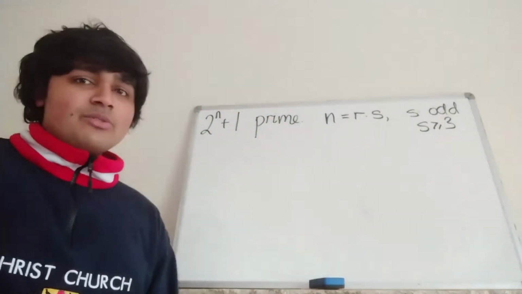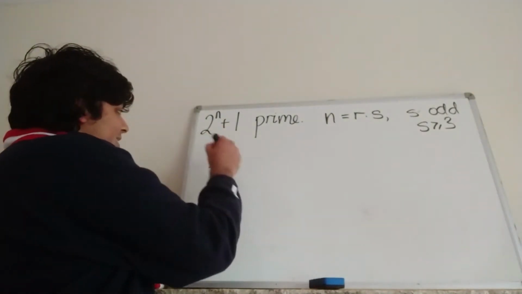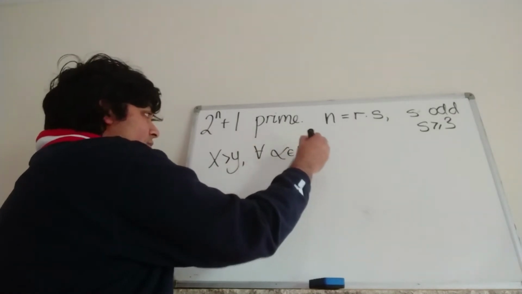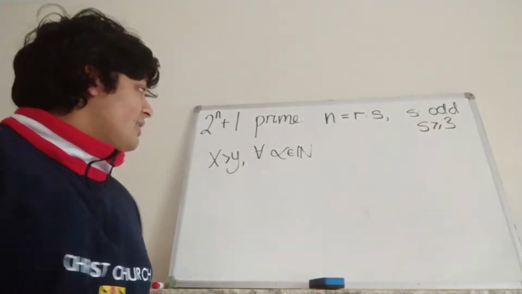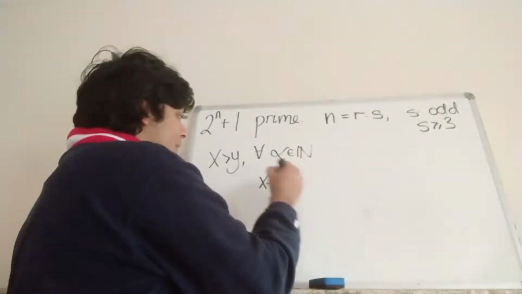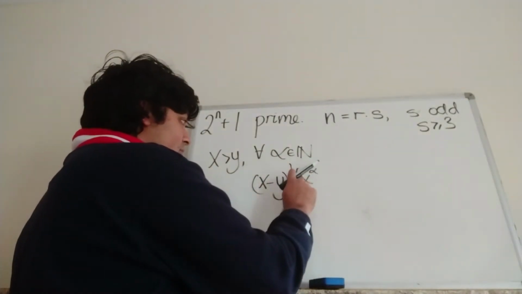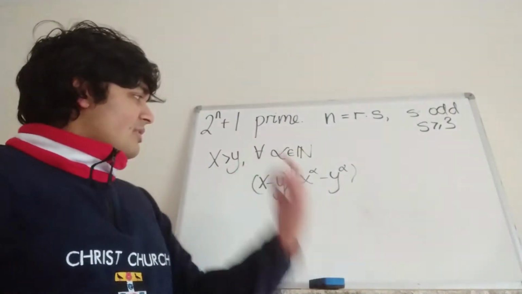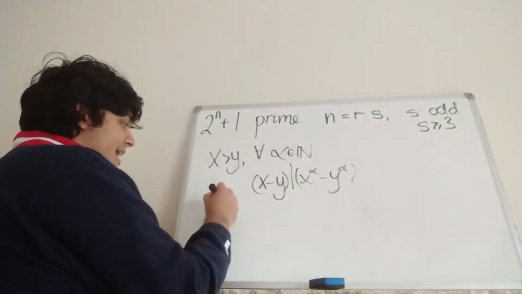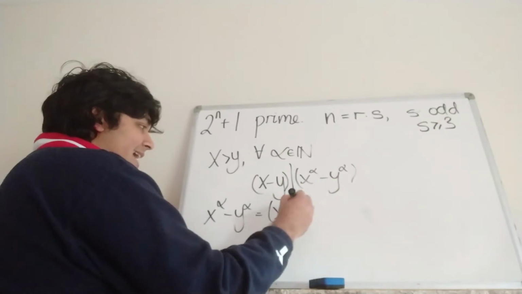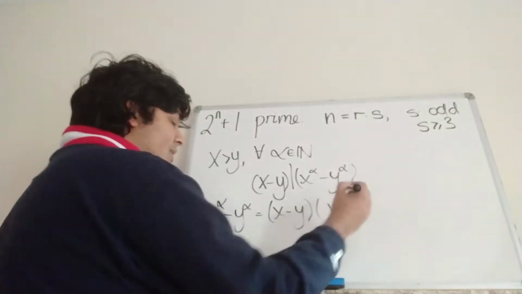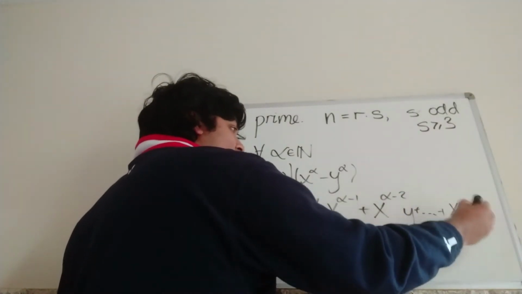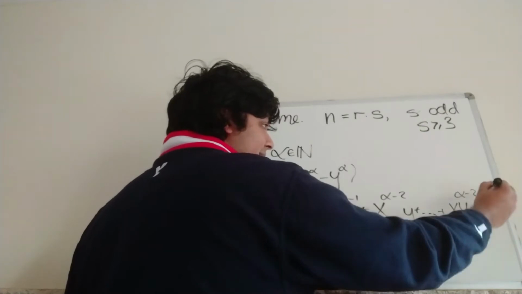Okay, cool. Now what I want to do is just make a quick observation. If we have x bigger than y, then for all alpha in the natural numbers, so all positive integers alpha, we have that x - y always divides x^alpha - y^alpha. Okay, so to see this, we'll just notice that x^alpha - y^alpha is just (x - y) times (x^(alpha-1) + x^(alpha-2)y + ... + x y^(alpha-2) + y^(alpha-1)).